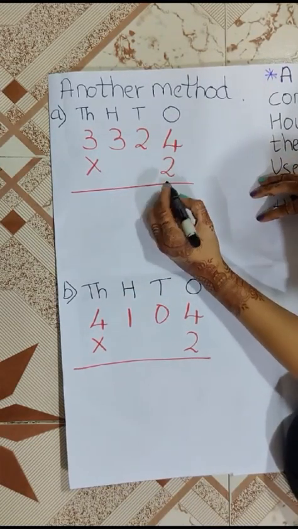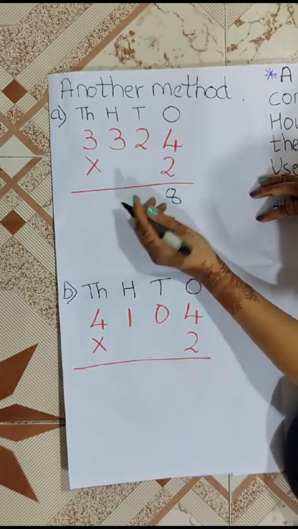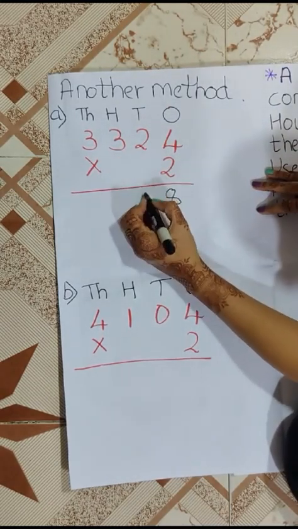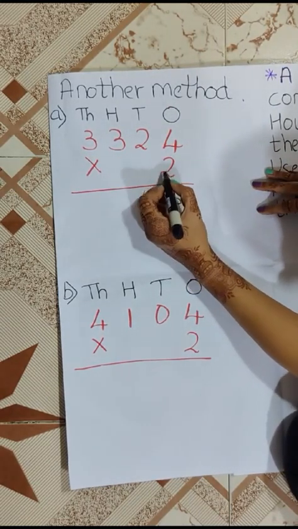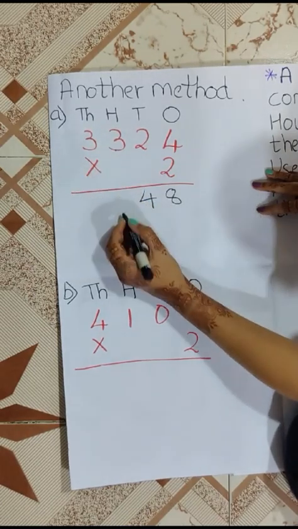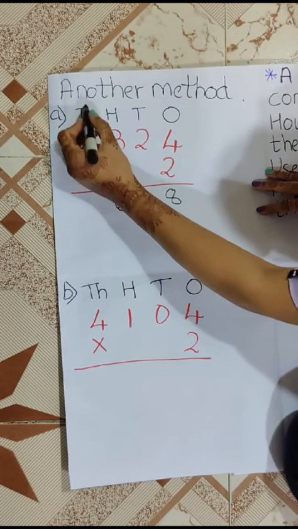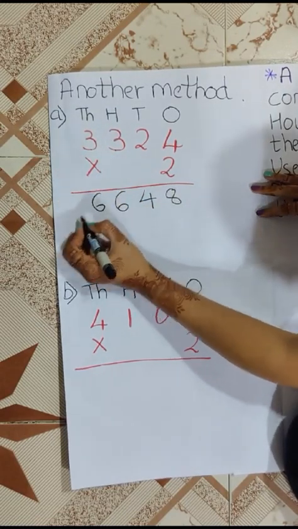2 times 4 is 8. Again, always tables are the key. 2 times 2 is 4. Then I go to hundreds. 2 times 3 is 6. And 2 times 3, I go to thousands, which is again 6.